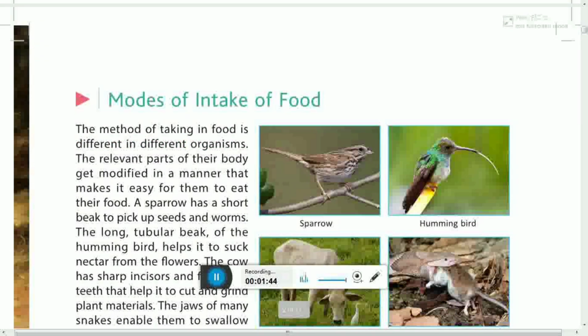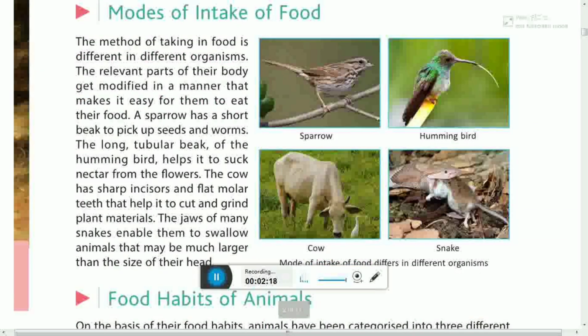Next, modes of intake of food. The method of taking in food is different in different organisms. The relevant parts of their body get modified in a manner that makes it easy for them to eat their food. A sparrow has a short beak to pick up seeds and worms. The long tubular beak of the hummingbird helps it to suck nectar from the flowers.